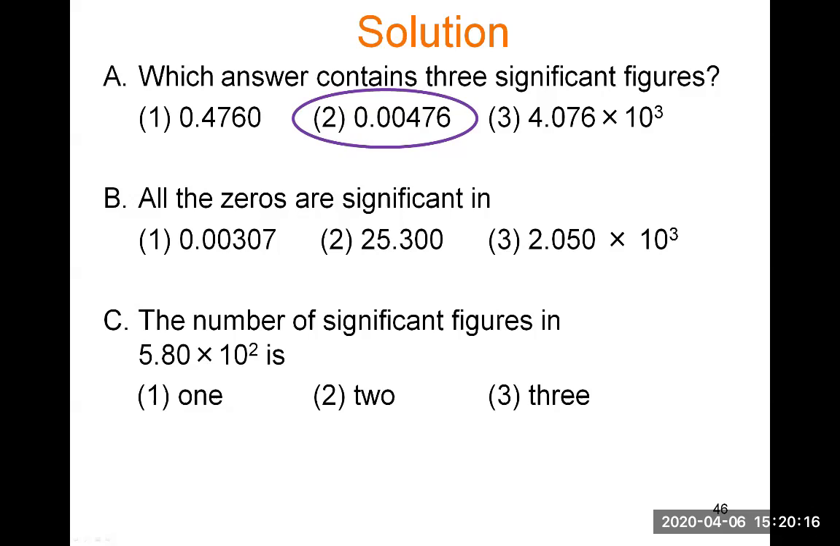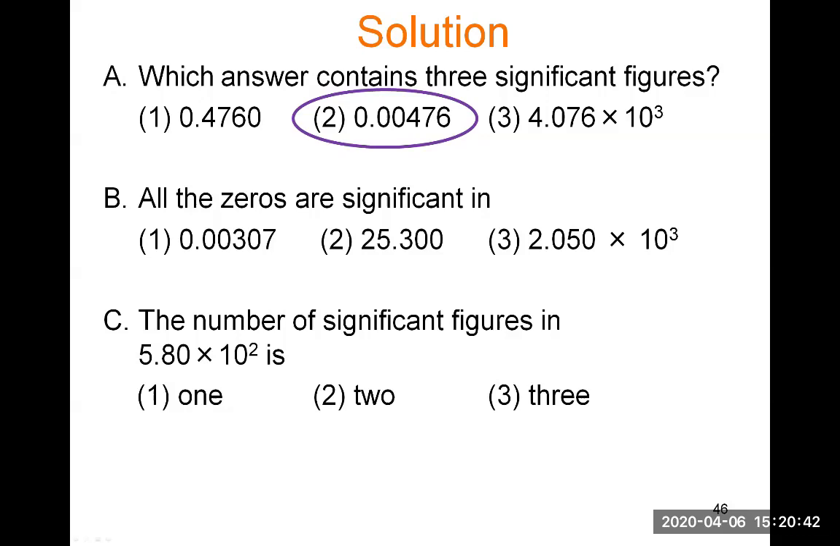In the first choice, 0.4760, the first 0 is not significant. And then you would start counting from the 4. Going to the right, the 4 is significant, the 7, the 6, and the 0. So here it would be 4 significant figures in answer 1.